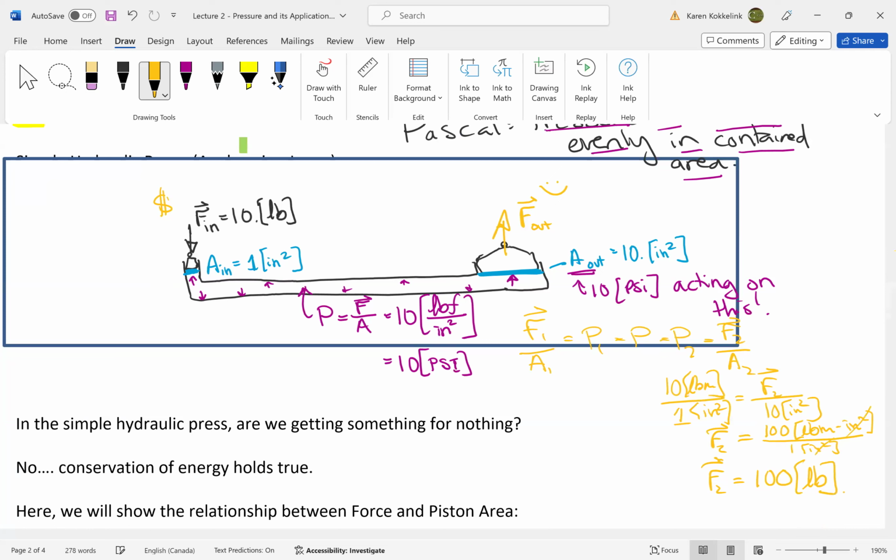So what I got out is 100 pounds out for only a cost of 10 pounds in. How do we do that? By manipulating the cross-sectional area and knowing that the pressure is the same all throughout. So that's how Pascal's law can be used. That's an analogy of a simple hydraulic press.